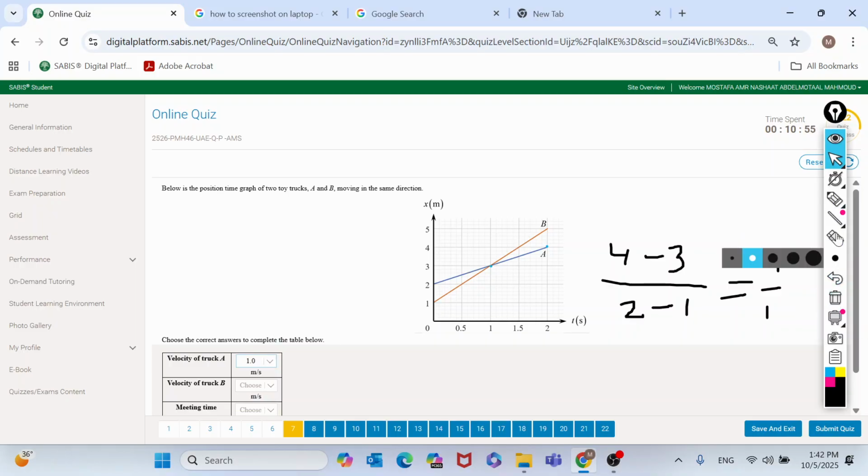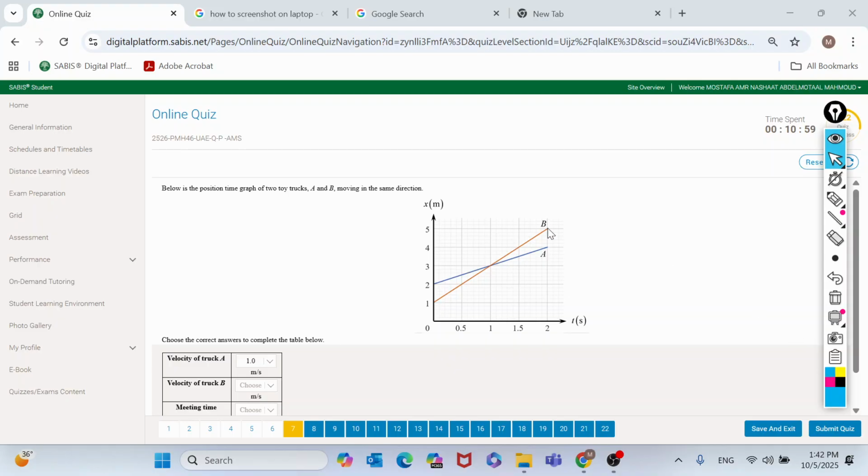Now, part B, we're going to use these 2 points. We're going to use this point and this. So 5 minus 3 over 2 minus 1, x final minus x initial over t final minus t initial. So it's going to be 2 over 1. So it's going to be 2.